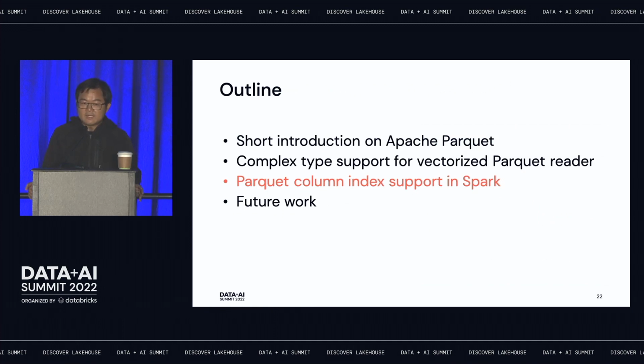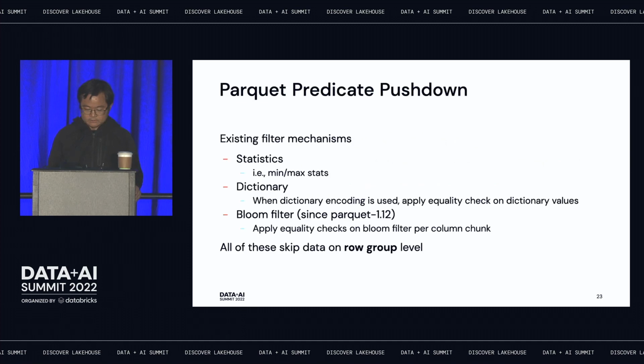The next feature we'll talk about is Parquet index support. This is another new feature that was shipped in Spark 3.2, which was released last year. Before we dive into the feature, we also need to talk about some background information, like how Parquet does predicate pushdown. Before the column index feature, Parquet has 3 filter mechanisms to push down predicates from Spark.